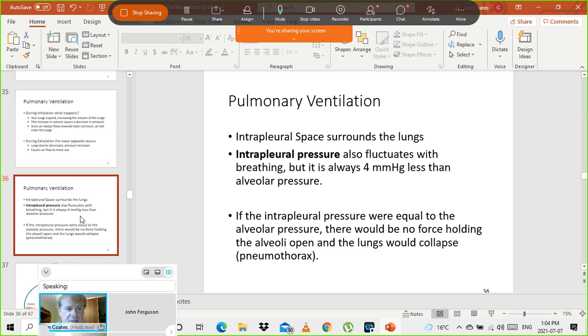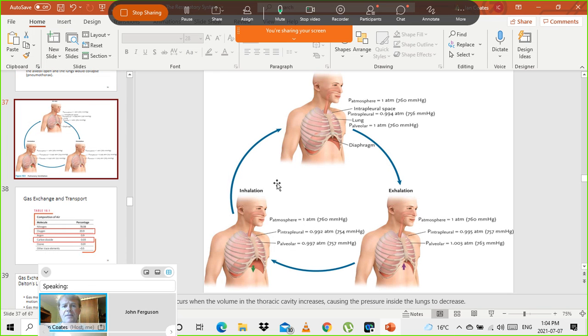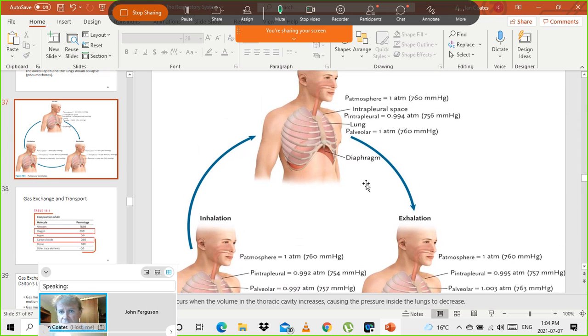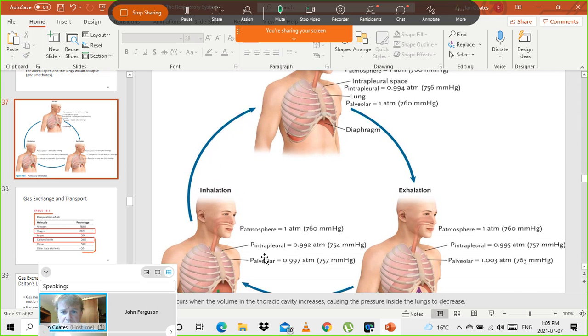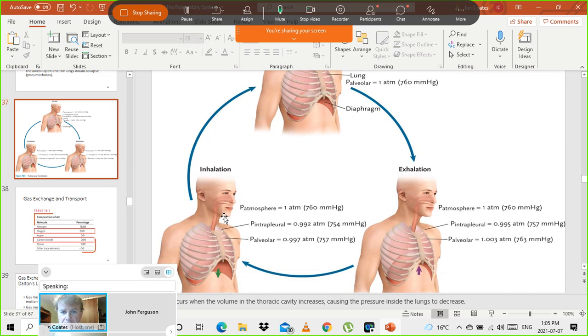What's going on here? That's what I'm looking for. And you'll see here, it's the same thing. Actually, I don't want to start at rest. Here I'm breathing in, at this slide right here. Atmospheric pressure is 760 millimeters of mercury. Inside, it's 754. Your alveolar pressure is 757. So you see these are a little off, but what you need to know is that the difference between these two and these two here, these guys are a little less. So higher pressure outside, lower pressure inside.